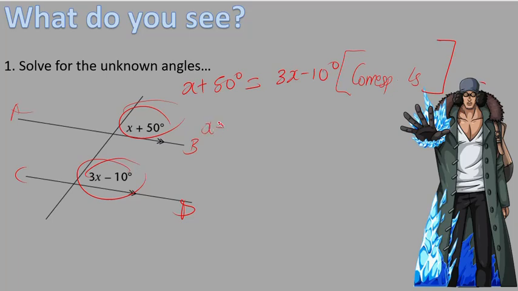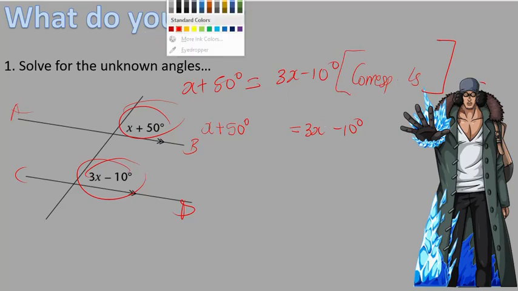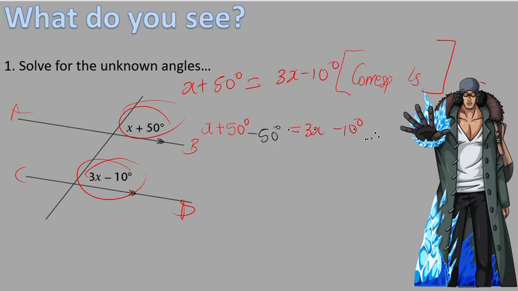So I have x plus 50 degrees equals 3x minus 10 degrees. I want to transpose this 50 degrees to the other side. The left side, I want to leave variables. The right side, I want to send the knowns. Unknowns on the left, knowns on the right. What is the additive inverse of positive 50? That is negative 50. The positive 50 and the negative 50 cancel out.